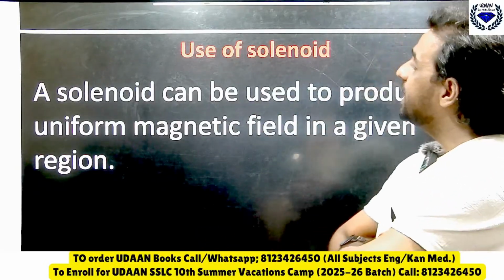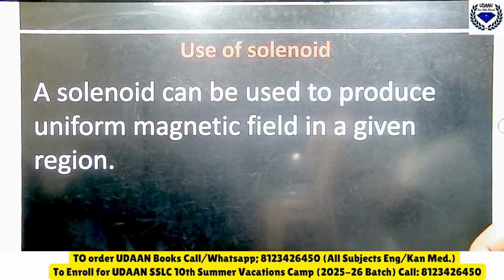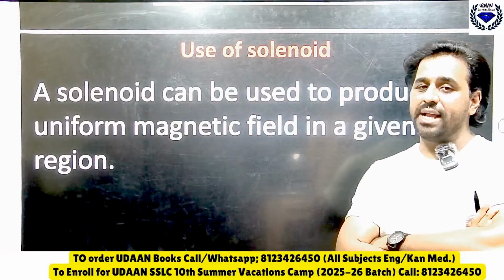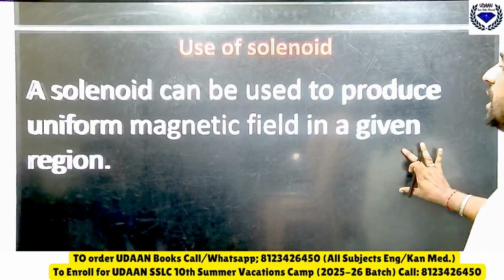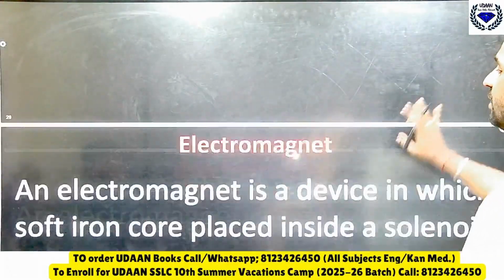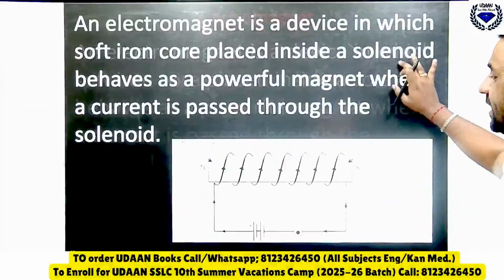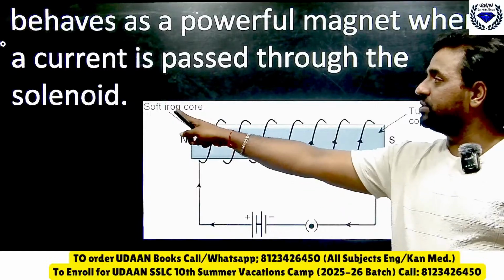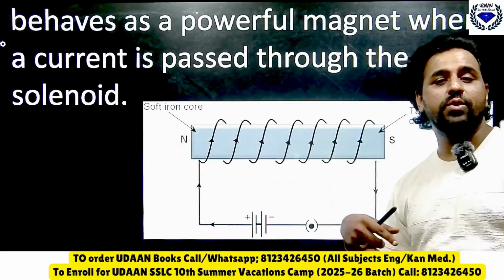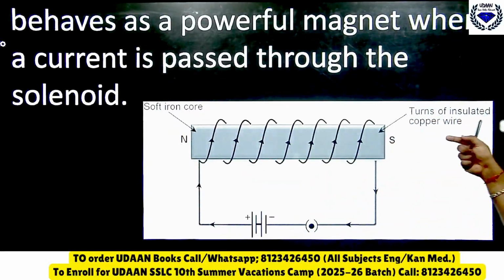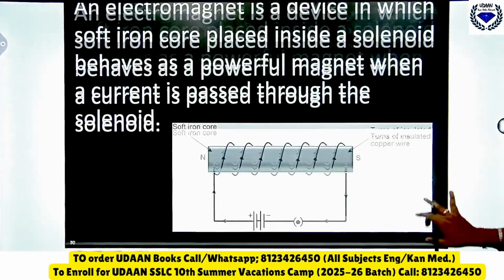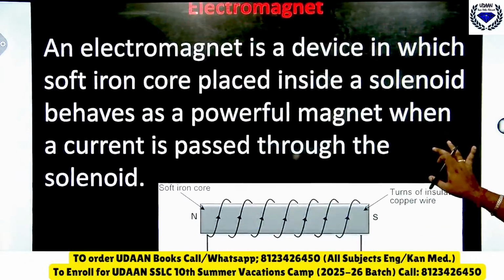See here, a solenoid can be used to produce a uniform magnetic field in a given region. That is one use of a solenoid. Then what is an electromagnet? Again, see, in the solenoid, if you insert one core, an iron core, which metal? Soft iron core, a metal you insert at the end, that is soft iron. That is an electromagnet.